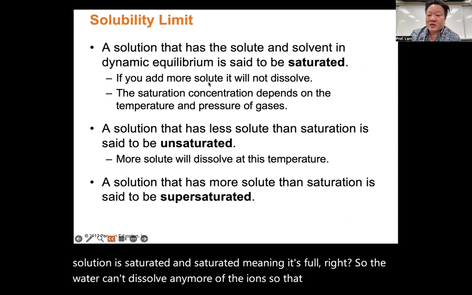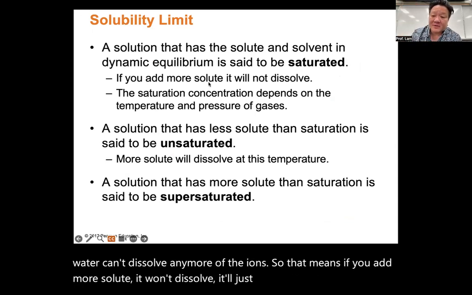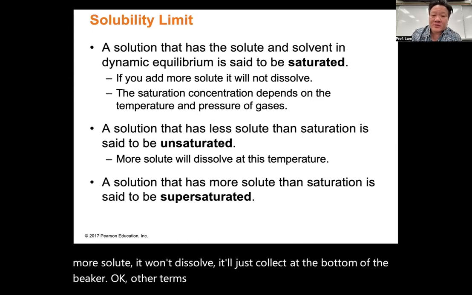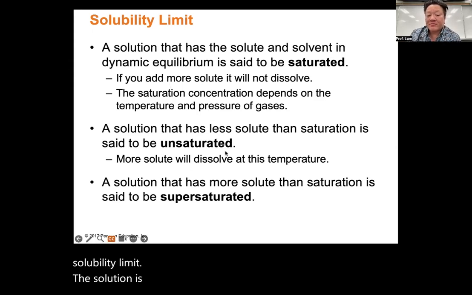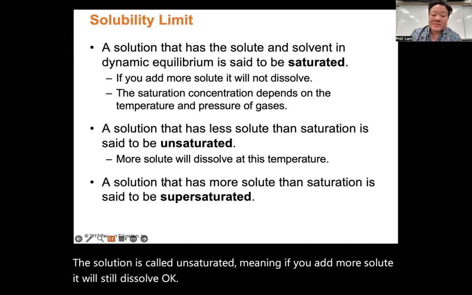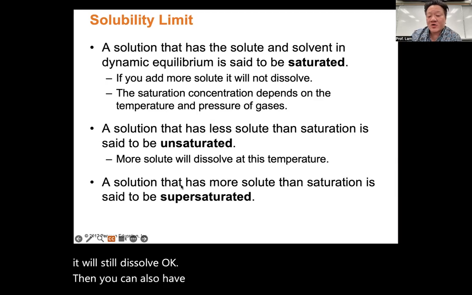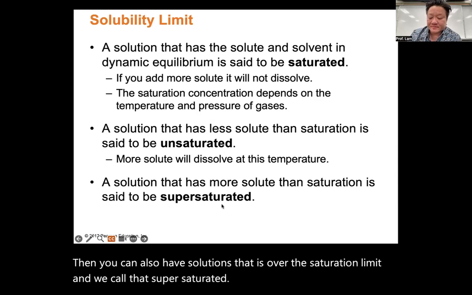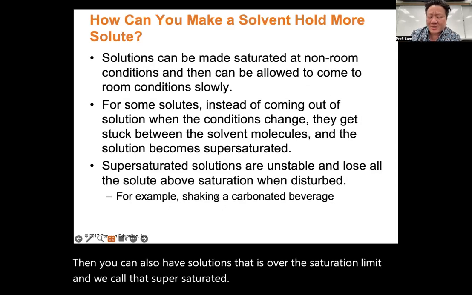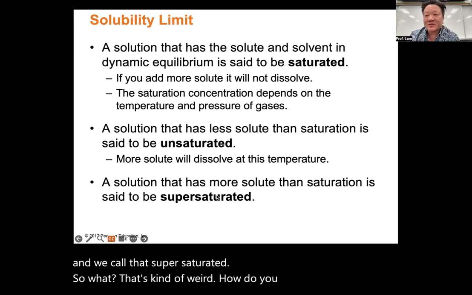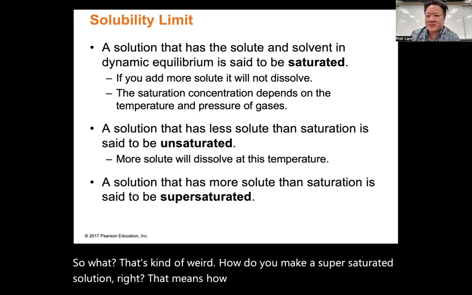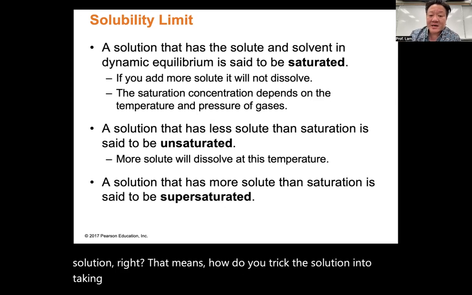That means if you add more solute, it won't dissolve, it'll just collect at the bottom of the beaker. Before the saturation limit, the solution is called unsaturated, meaning if you add more solute, it will still dissolve. Then you can also have solutions that are over the saturation limit, and we call that supersaturated. That's kind of weird. How do you make a supersaturated solution? That means, how do you trick the solution into taking more than it can?